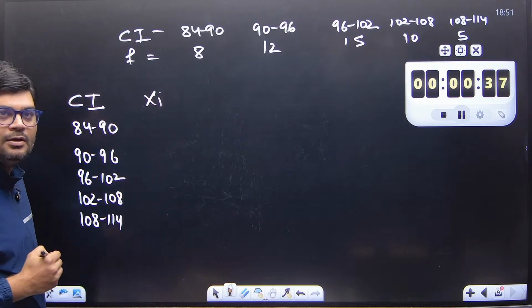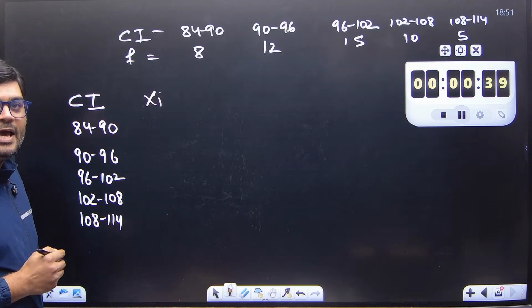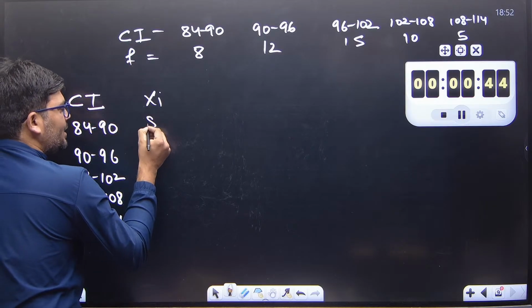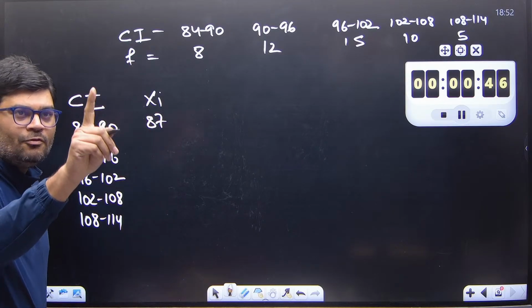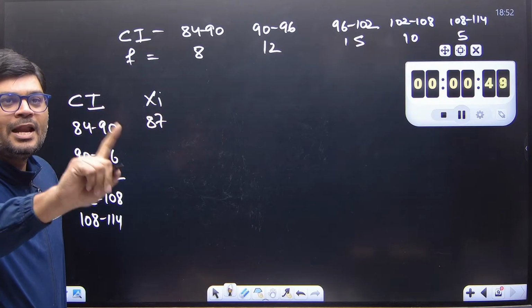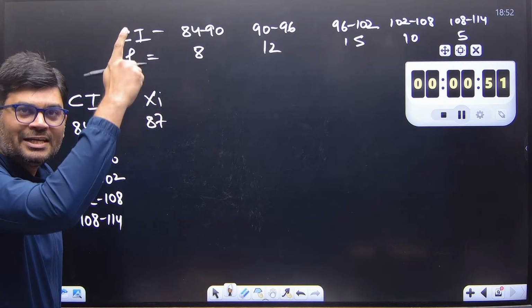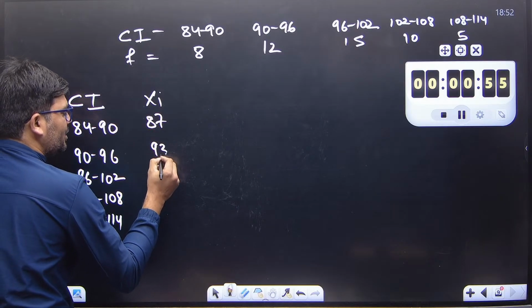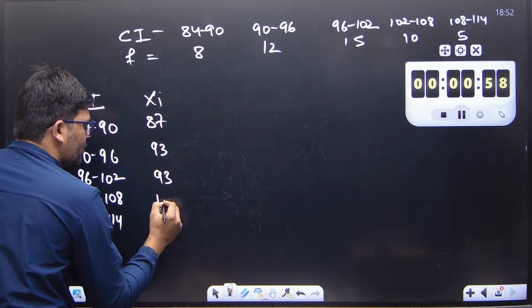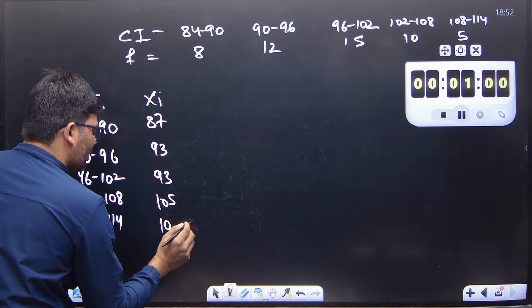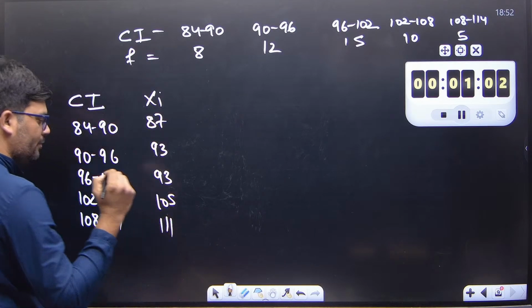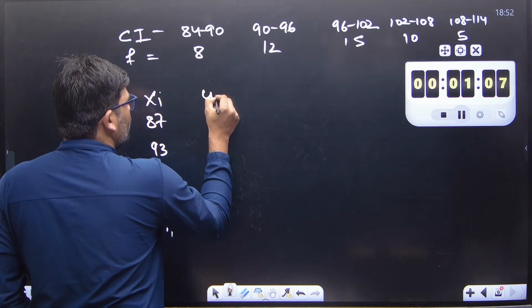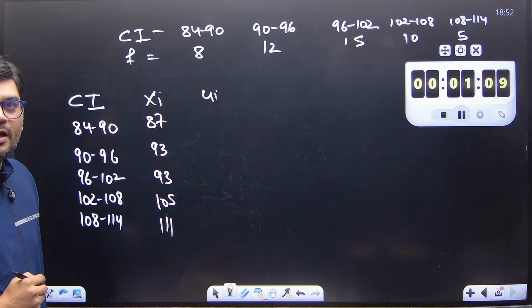XI is the middlemost number of the class interval. So 84 to 90 is how much? 87. So you have to focus on the first number, Anjana. The next number you don't need to focus on. You just keep adding 6 to it. So when you add 6 to it, you will get 93, 99, 105, 111. Easy. The next number you will write is UI. What you will write? UI.